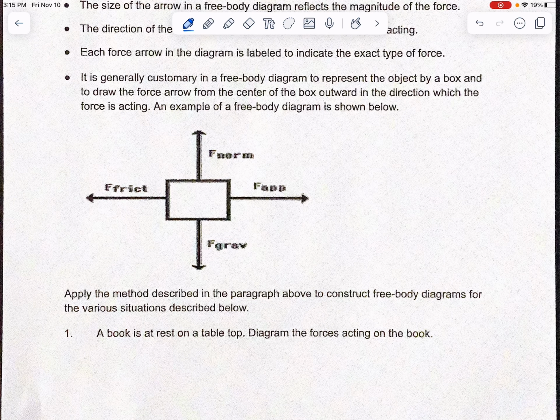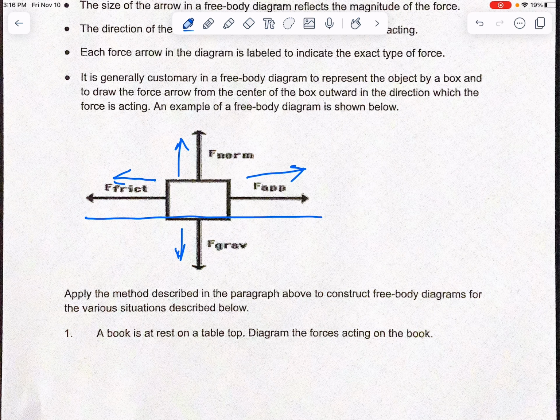So this little example here, you have your normal force that's acting back up on an object. Now, that only happens if it's in contact with a material. So you'd have to have a table or something here. Your applied force, which is, say, being pushed to the right. You have your frictional force, which is going to go against your applied force. And you have your force of gravity, which is pulling an object down.